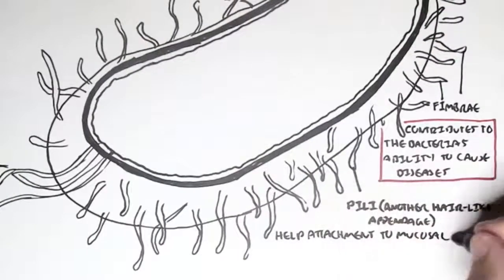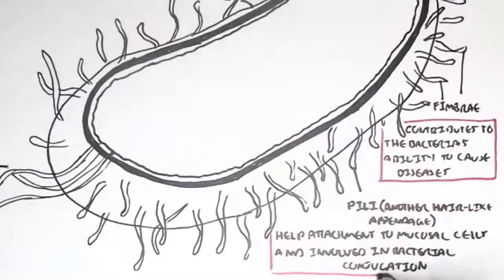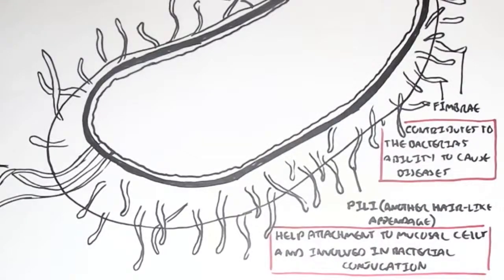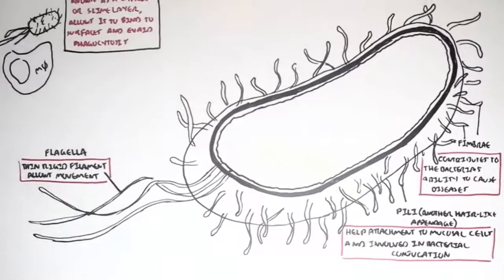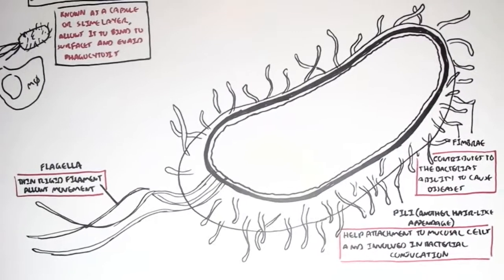The pili is another hair-like appendage, just like the fimbriae. The pili help attach the bacteria to mucosal cell surfaces. And the pili are also involved in what's called bacterial conjugation. Bacterial conjugation is essentially the transfer of genetic material from one bacteria to another by forming a bridge using a pili.